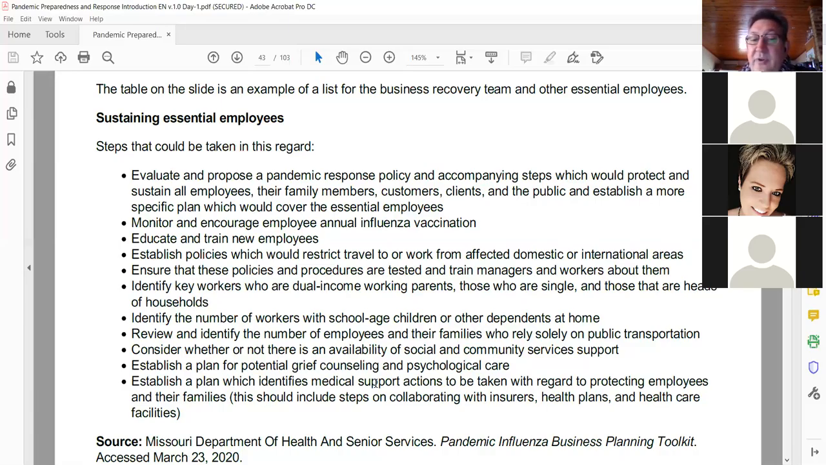Consider whether or not there's an availability of social and community service support. I just want to go back to the previous one.